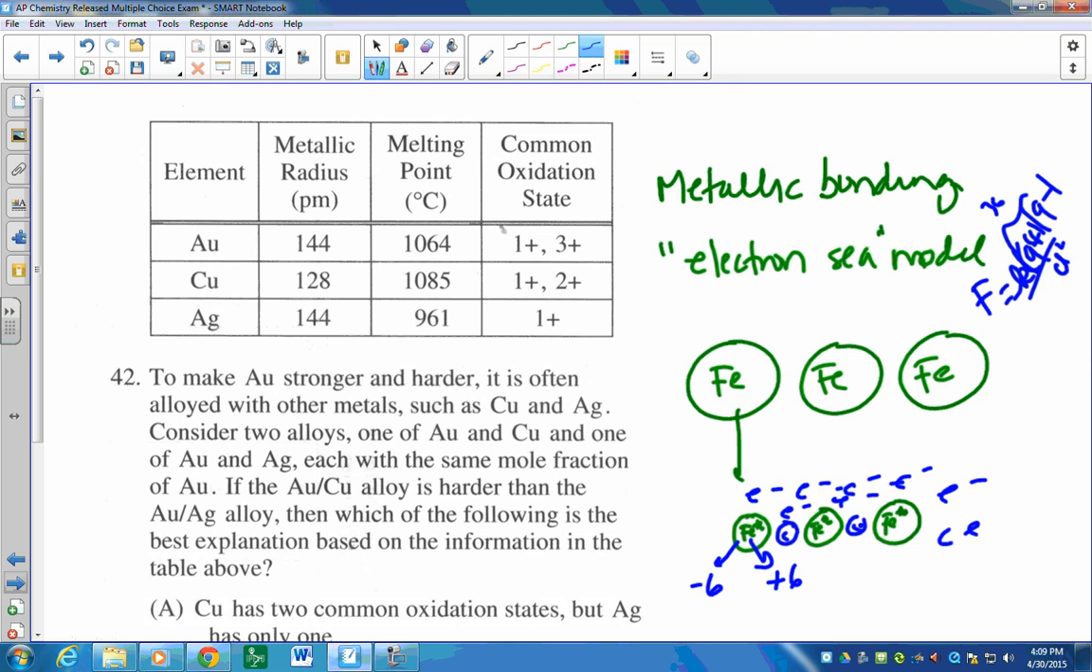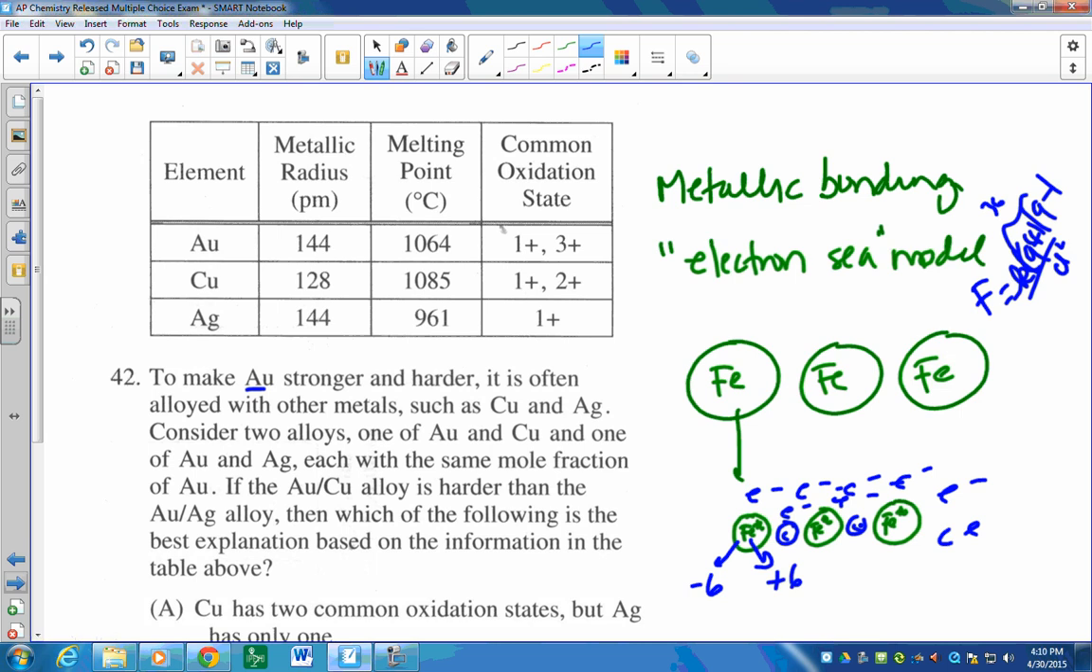So this question is saying, to make gold stronger and harder, it is often alloyed with other metals such as copper and silver. Consider two alloys, one of gold and copper, and one of gold and silver, each with the same mole fraction of gold. If the gold-copper alloy is harder than the gold-silver alloy, which of the following is the best explanation?